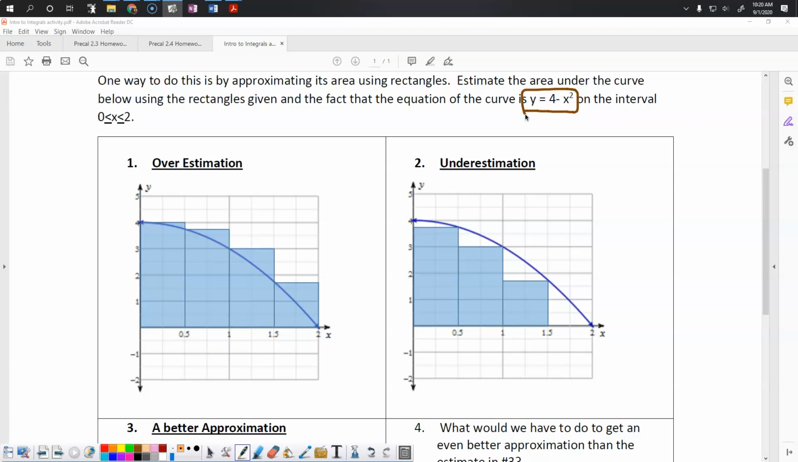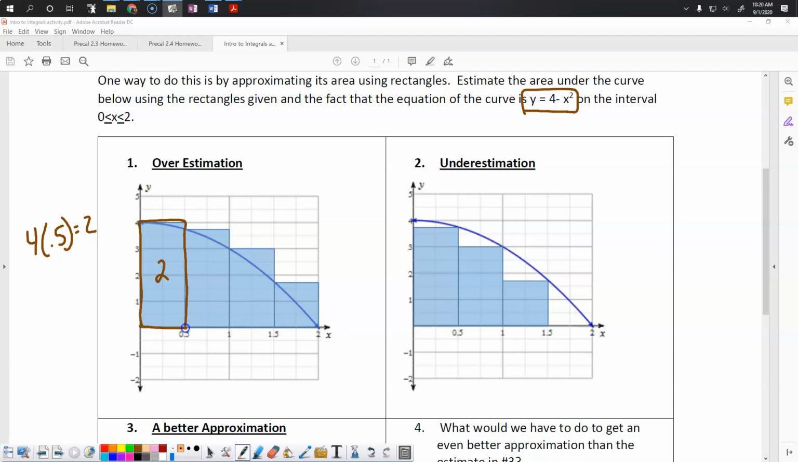So how do you find the area of a rectangle? Well, to find the area of a rectangle, you need to do the base times the height. Okay, so my base is 0.5. My height is 4. So 4 times 0.5 is 2. So the area of this rectangle here is 2.